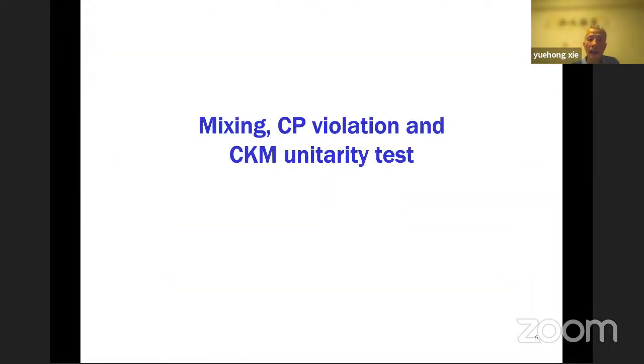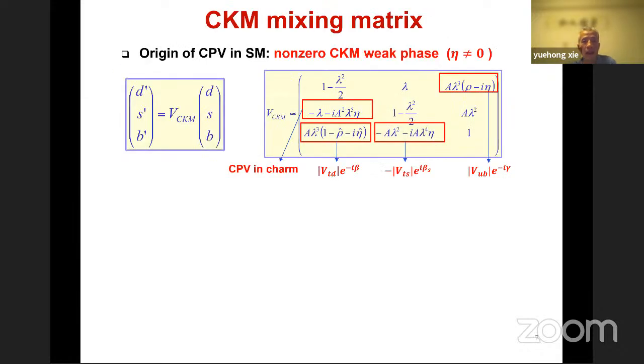Okay, let's start with CP violation. In the Standard Model, flavor changing in the quark sector is fully described by the CKM matrix with 4 parameters. In particular, CP violation originates from the non-zero CKM phase, delta not equal to 0.